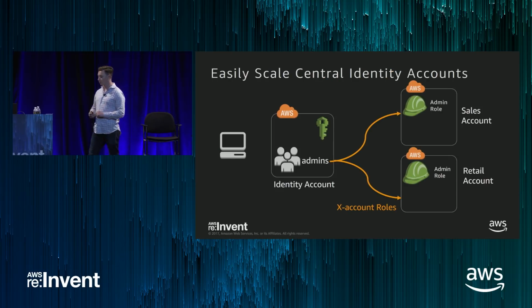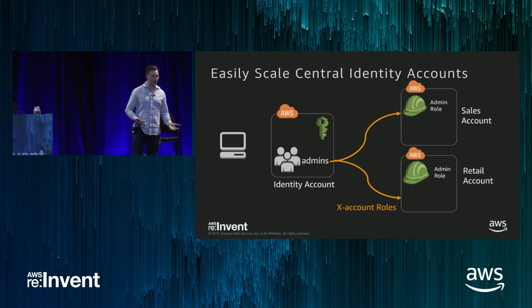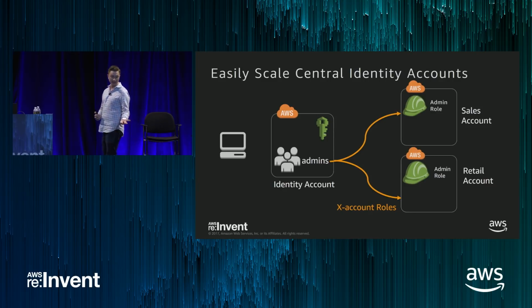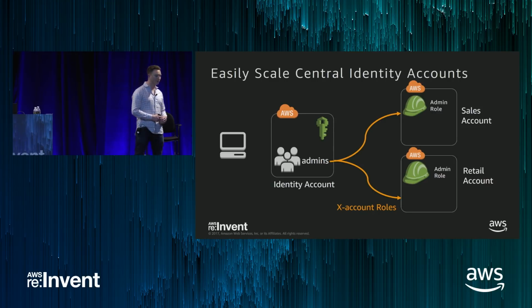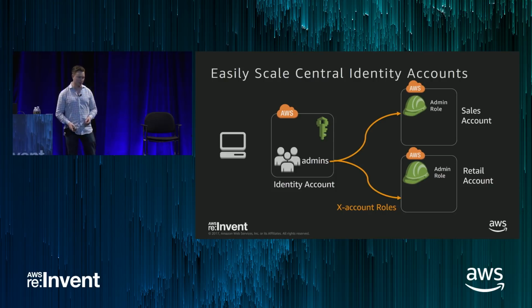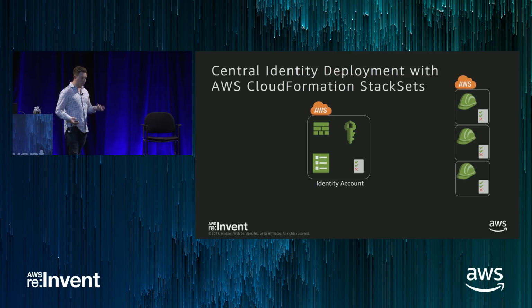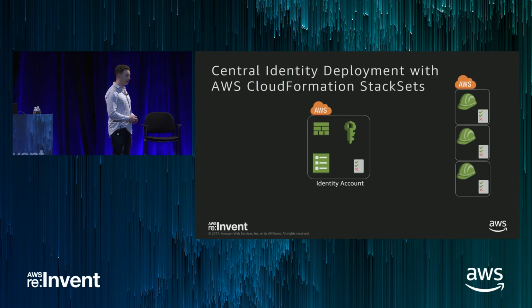Just to go back over what the model is for the central identity account. As you see here, we have the central identity account. All your admins are there. And I could be an admin maybe in the sales account, but not the retail account. But once I authenticate to that central admin account, I then have the ability to get the admin role I need in the accounts I have privileges for. So let's see how this changes from before when you have to update things, as when you start using AWS StackSets after that.